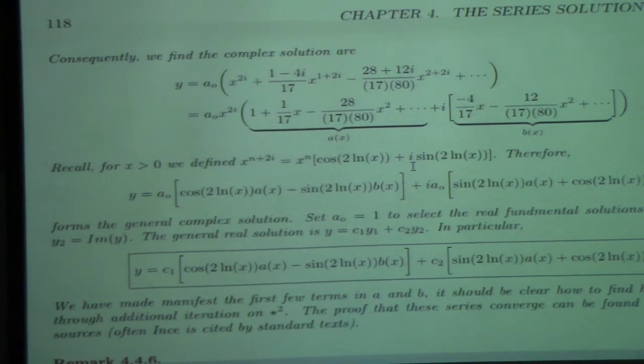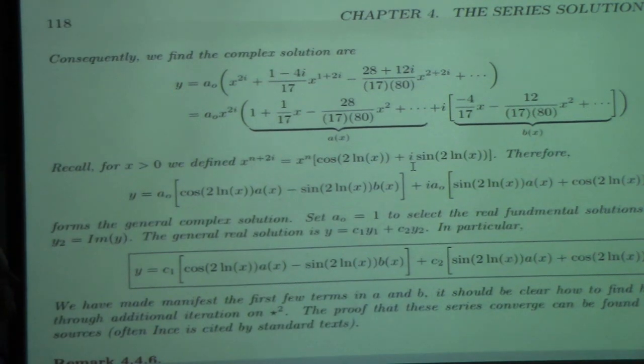So, put it all together, I find the following complex solution to my problem. A sub naught x to the power 2i, that's my a sub naught x to the r term. And then here's my n equals 1, which we found was minus 1 minus 4i over 17, x to the 1 plus 2i. Then we've got our 28 plus 12i over 17 times 80, x to the 2 plus 2i, right? And then I go ahead and separate this into two pieces. The real part of the series, a of x, plus i times the imaginary part of the series, b of x. See how I'm doing that?